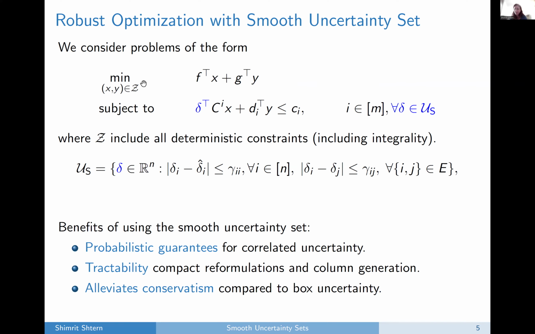And throughout the talk, I will also give examples to hopefully convince you of both the tractability and the fact that this uncertainty set alleviates the conservatism that we get with box uncertainty, while still having a nice polyhedral set.